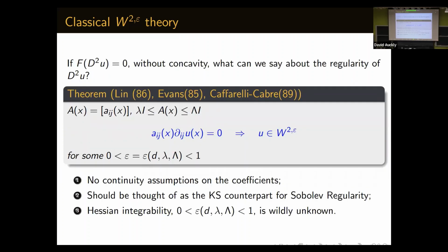All right, and here it's good to note that we have no assumptions on the coefficients. You can assume that they are measurable and bounded, but no other continuity assumptions are made, which is good for us. And again, the Hessian integrability exponent is widely unknown. We do not know what those exponent regularities are, but we do know they exist. And in fact, they might not be unique.